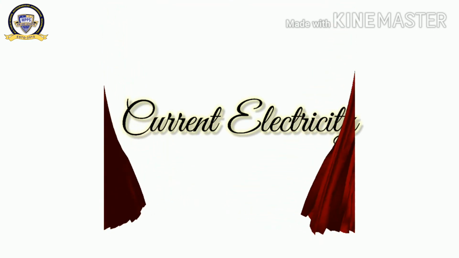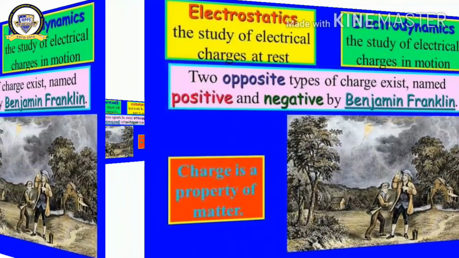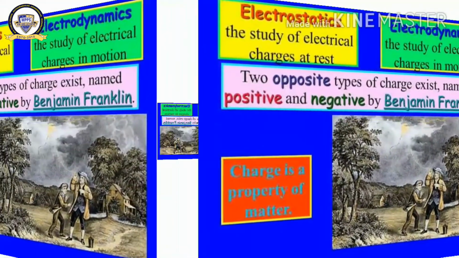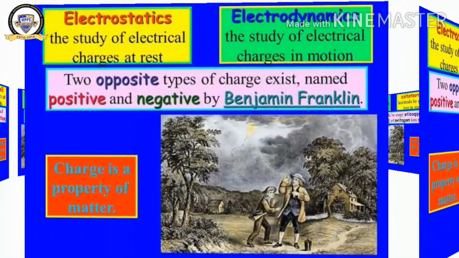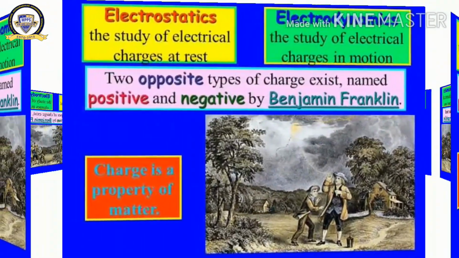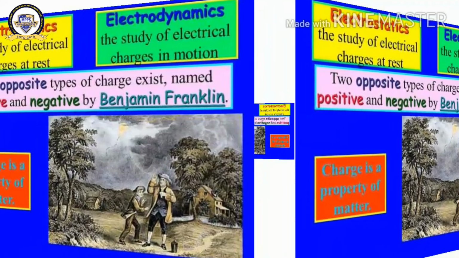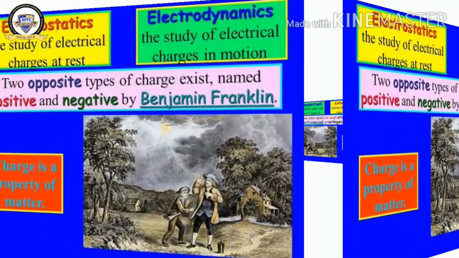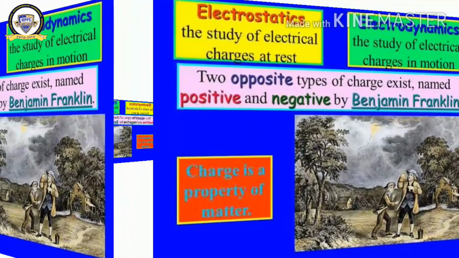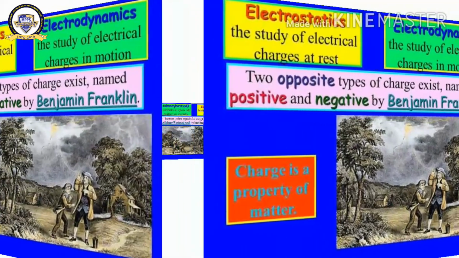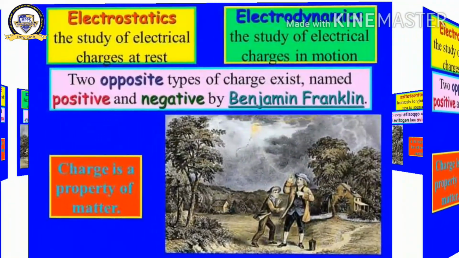The name of the chapter is Current Electricity. We will have to study current electricity in detail, but we should know why this chapter has been created. You will know that charges can be in two states: the first is stationary and the second is in motion. When the charge is stationary, it is termed electrostatics, but when the charge is in motion, it is termed current electricity.